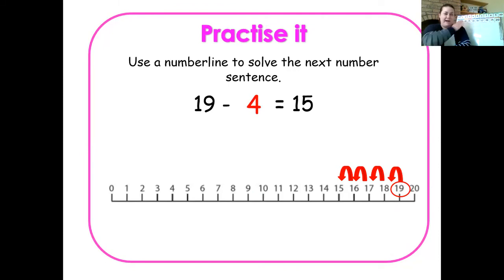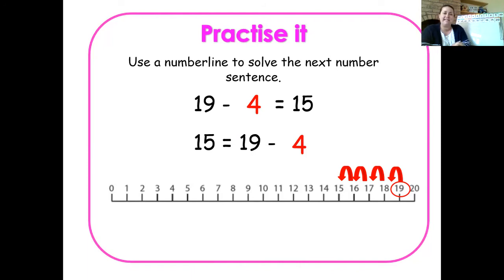So give yourself a pat on the back if you got that one correct. Well done to you. But remember, sometimes the answer can come first. So it could say 19 take away 4 equals 15, or it could say 15 equals 19 take away 4. So that's where you've got to really look closely, because sometimes the answer is at the end of the number sentence. Sometimes the answer is at the beginning. So you have to look very, very closely at that.